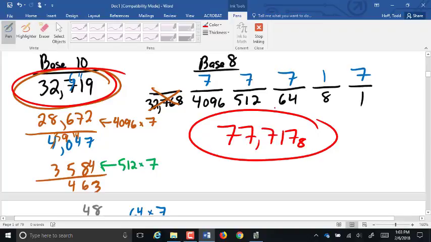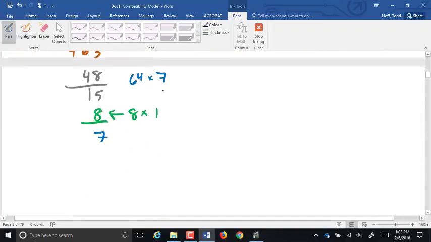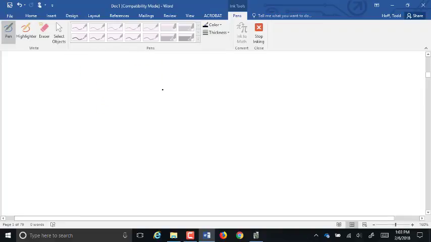Good stuff? Any questions? Let me know because there is a test. Okay, well, the next step, as we move on from octal numbers, let's talk about hexadecimal numbers.